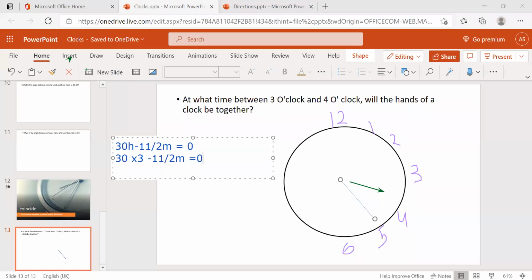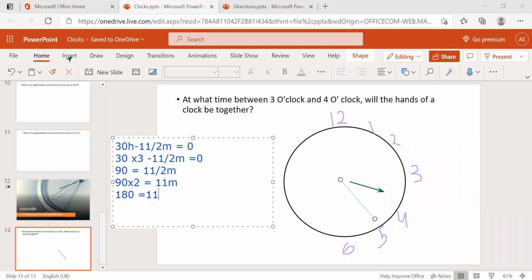Now just take 11 by 2 M to that side. So 30 into 3 is nothing but 90, equal to 11 by 2 M. Now just take the 2 to this side. 90 into 2 equals 11 M, so 180 equals 11 M. So M equals 180 by 11.